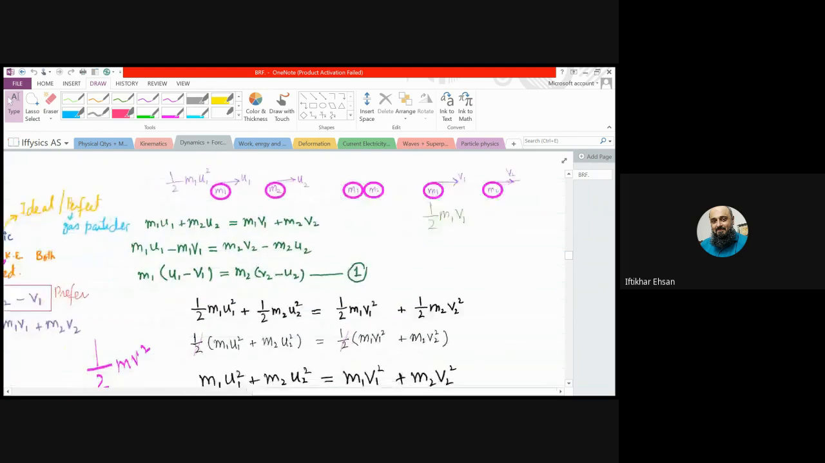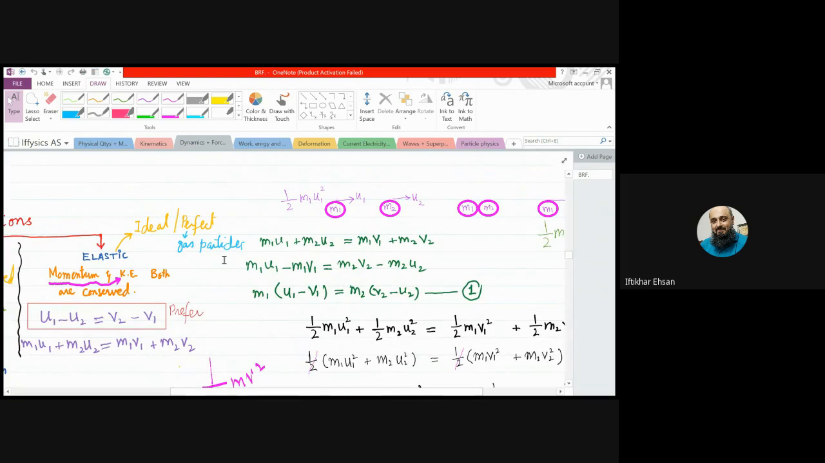So when we say an elastic collision, the momentum is conserved. Which formula is used? M1 U1 plus M2 U2 is equal to M1 V1 plus M2 V2. Right? When we say momentum is conserved, for the conservation of momentum we are using this form.